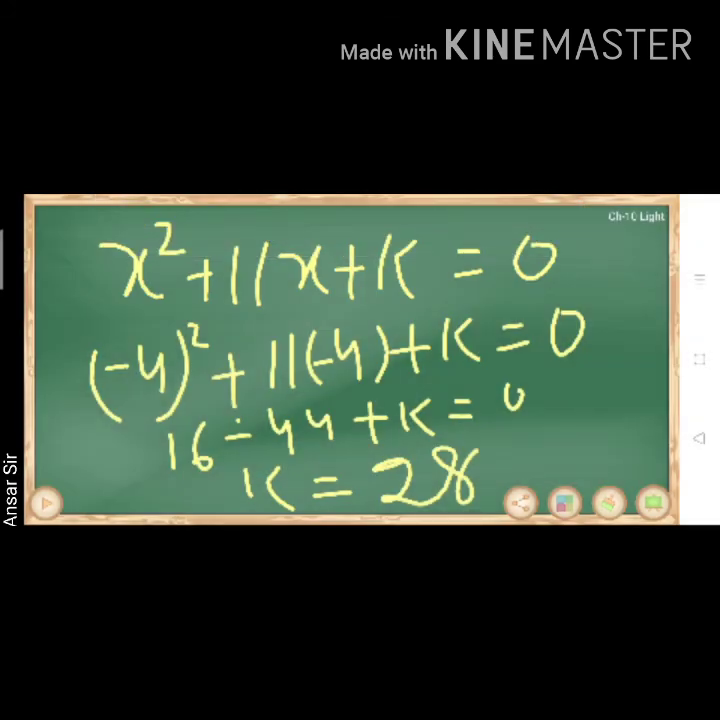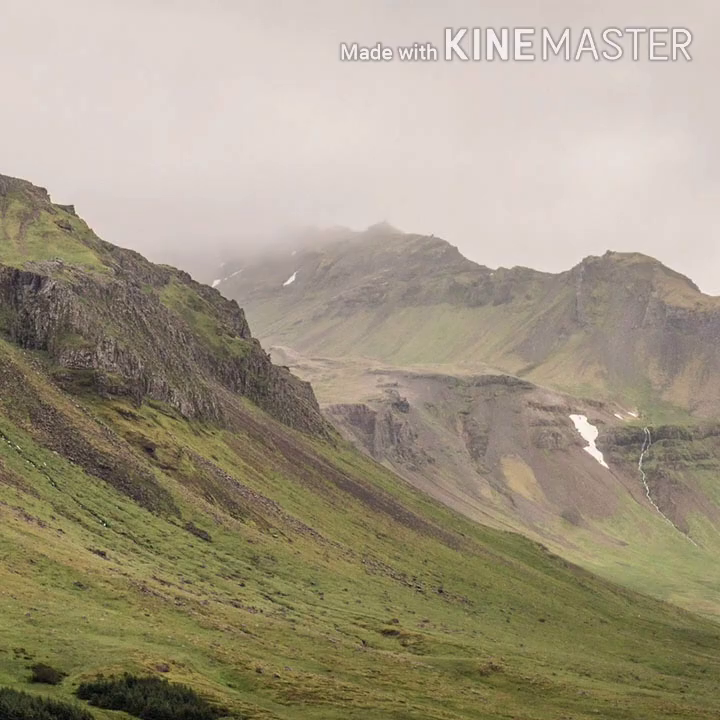I hope you have understood what zeros of a polynomial are and how to find the zero of a given polynomial. Thank you, students.